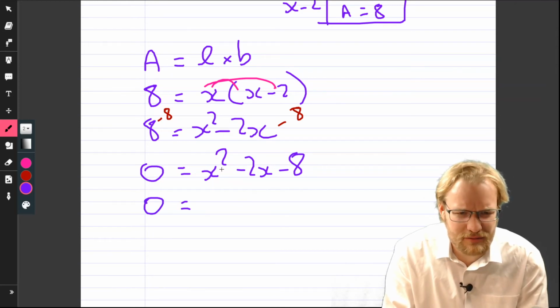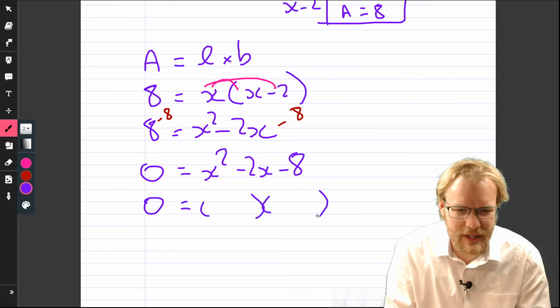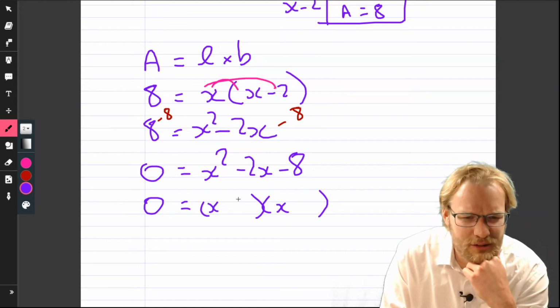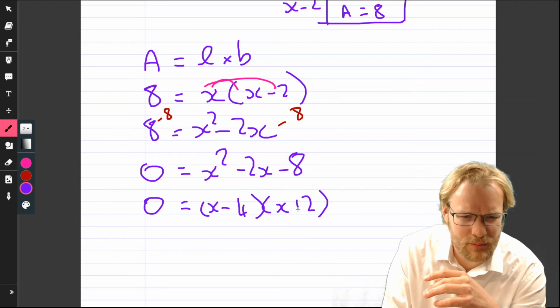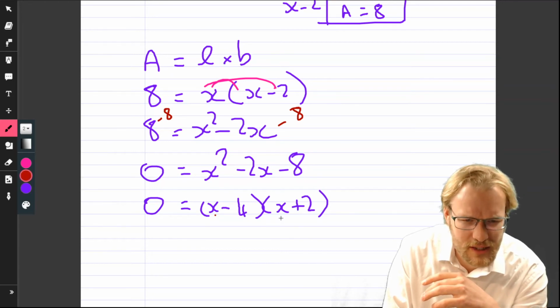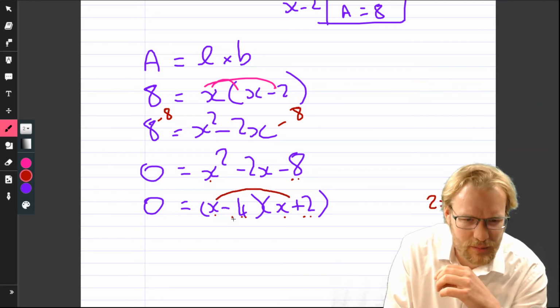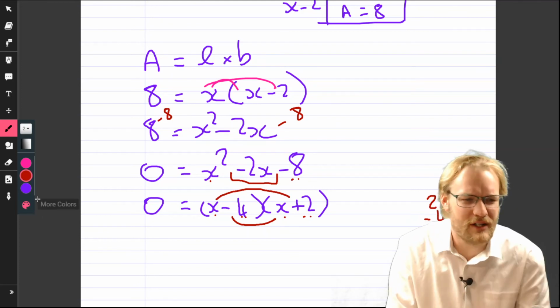Factorize. Highest common factor, nothing interesting. Not difference of two squares. Must be a trinomial: bracket, bracket, x, x. What times what gives you 8? I'm going to go for 4 and 2, and go negative 4 plus 2. Let's just check it. x times x gives us the x squared. Negative 4 times positive 2 gives us negative 8. x times 2 gives us 2x. Minus 4 times x is minus 4x. 2x minus 4x is minus 2x. Yeah, that is our middle term, so our factorization worked.